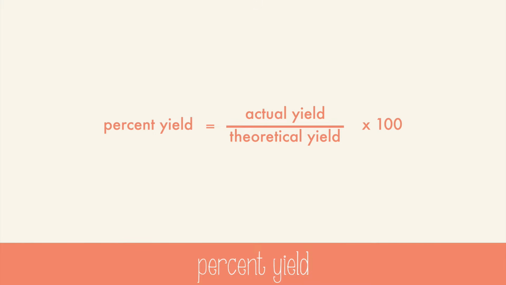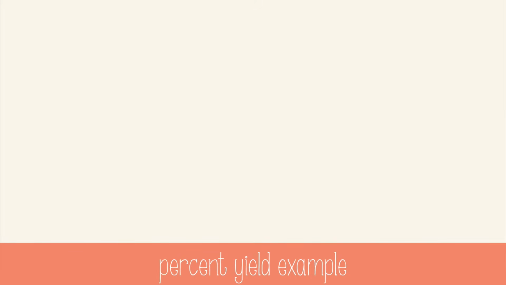To calculate percent yield, you take the actual yield from the experiment you performed and divide by the theoretical yield that you calculate, then multiply by 100 to get a percentage. Let's try an example. Often percent yield calculations are done with stoichiometry problems, and that's the case with this example.